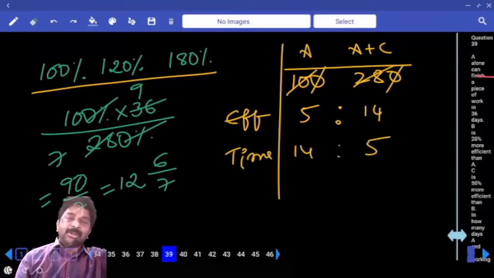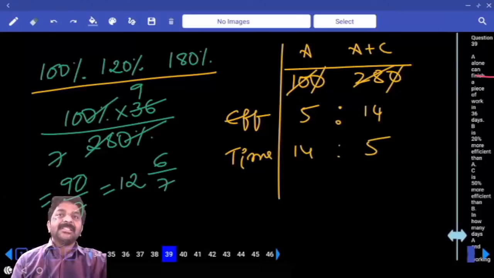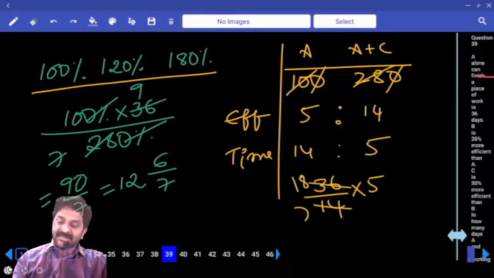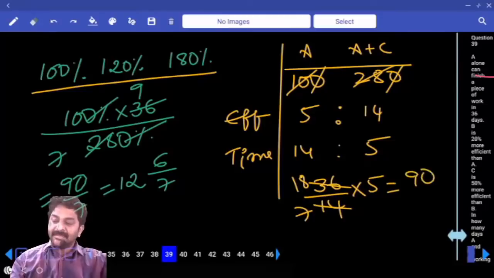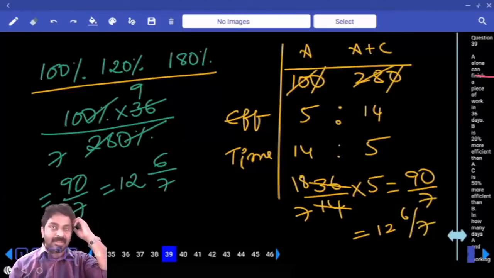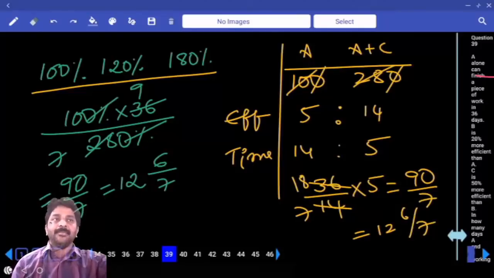Time taken by A to complete the work is 36, which is equal to how many parts? 14 parts. Then one part is equal to 36 by 14 only. A and C together need how much time? 5 parts. 18 times 5 by 7 is 90 by 7, which is 12, 6 by 7.